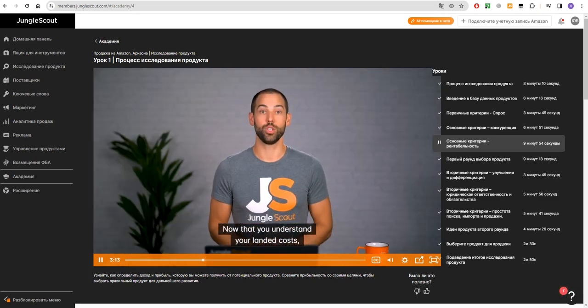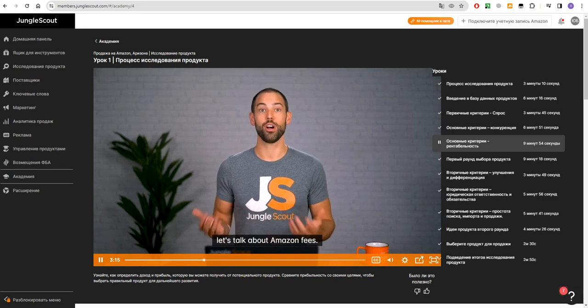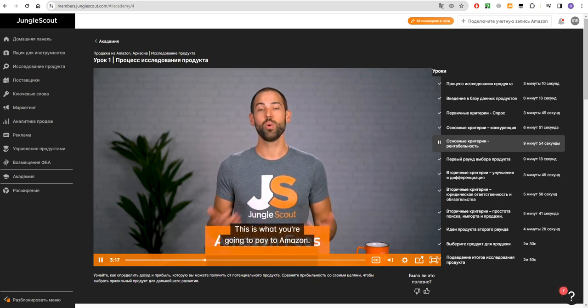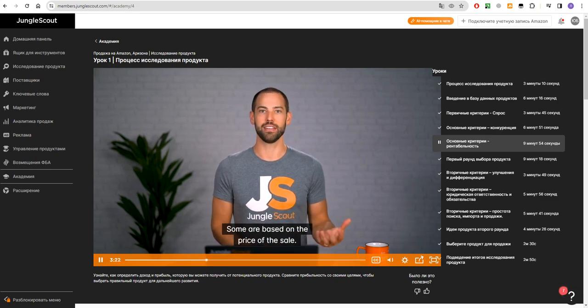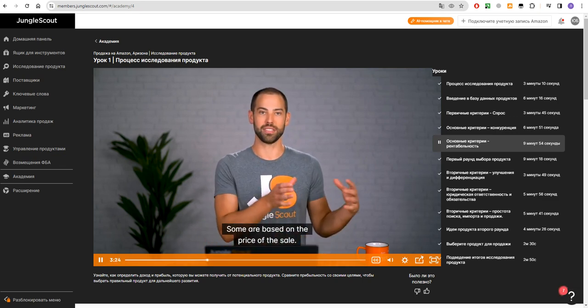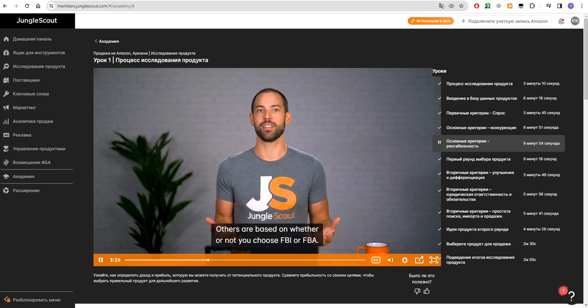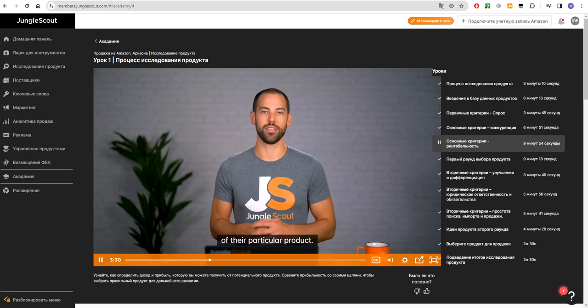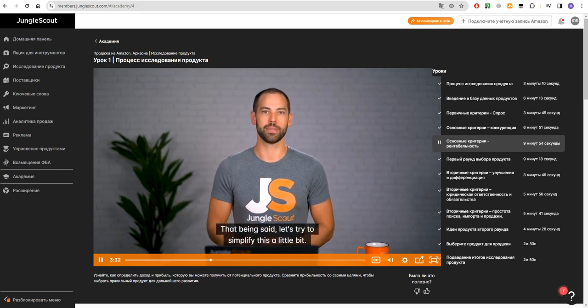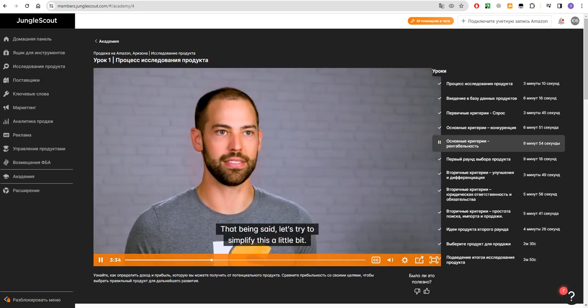Now that you understand your landed costs, let's talk about Amazon fees. This is what you're going to pay to Amazon. Their fees come in many different forms. Some are based on the price of the sale. Others are based on whether or not you choose FBM or FBA. And some are based on the size or weight of the product. That being said, let's try to simplify this a little bit.